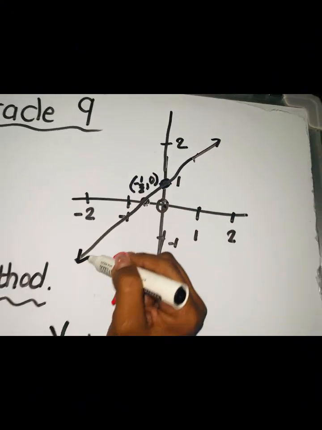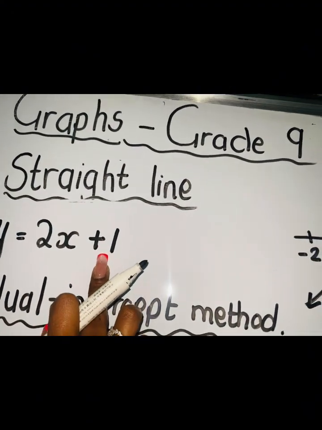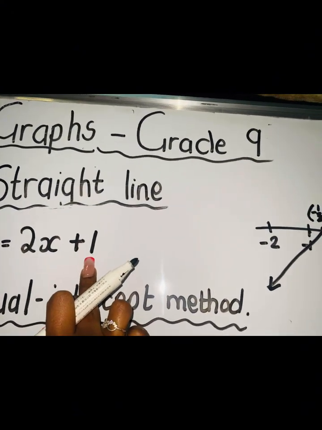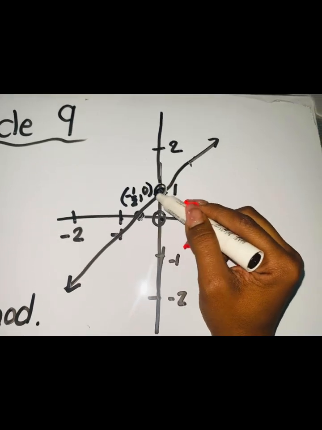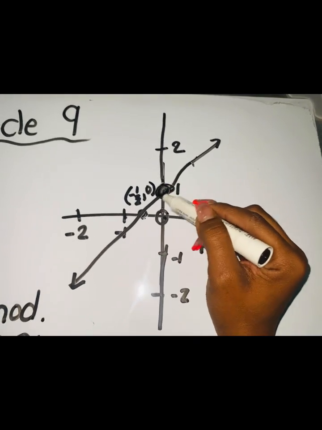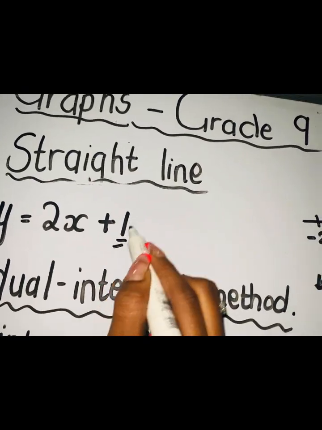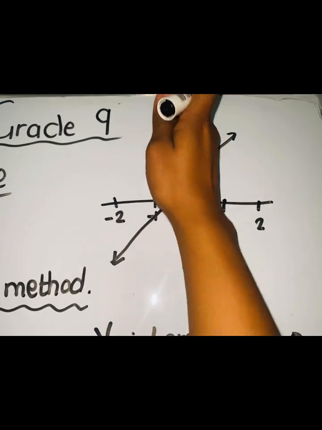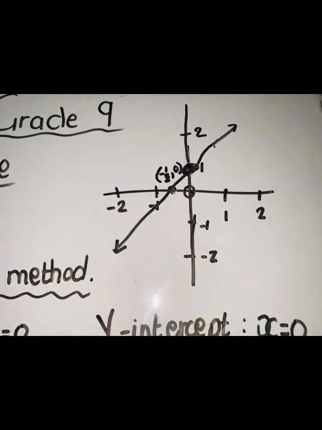Now I want to show you something. Remember, I said that this one is the y-intercept, where it touches or crosses the y-axis. Now look at this line where it cuts on the y-axis. It is cutting at +1, and therefore that is what this one means. So this one is cutting on the y-axis at this point, which is 1.